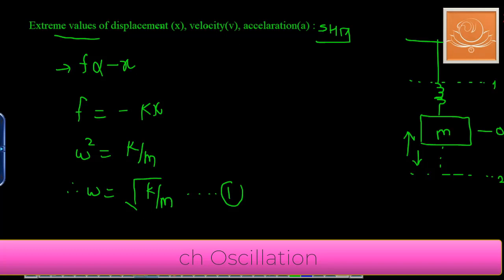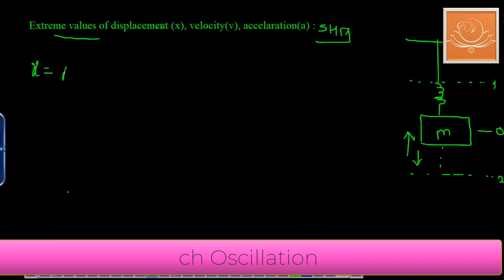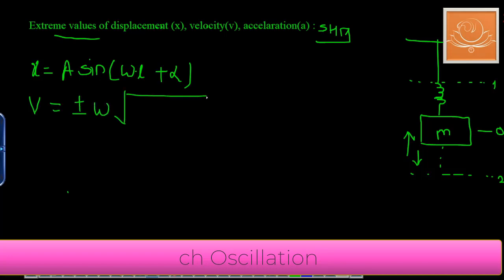Now see, in case of simple harmonic motion at any instant, the equations for displacement, velocity and acceleration are given by: displacement x equal to a into sine of omega t plus alpha, velocity equal to plus or minus omega under root a square minus x square, and acceleration equal to minus omega square x. These are the general equations for displacement, velocity and acceleration at any time instant t.